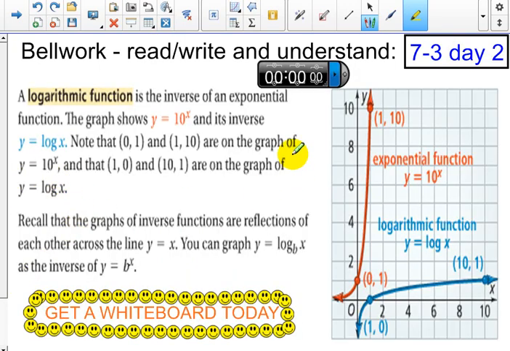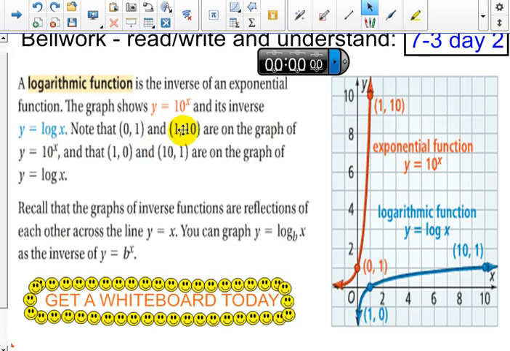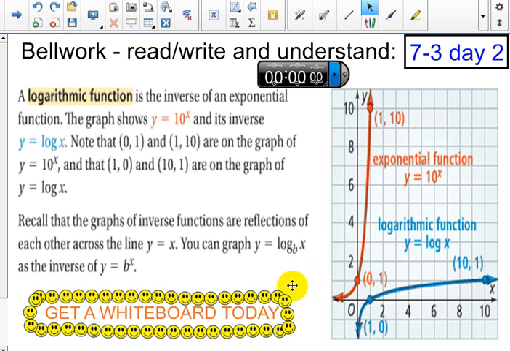All right, so let me read the rest of this. A logarithmic function is the inverse of an exponential function. The graph shows y equals 10 to the x, and its inverse. So the inverse of that becomes y equals log x. So there's your two things that you need to know: y equals 10 to the x, and y equals log x.